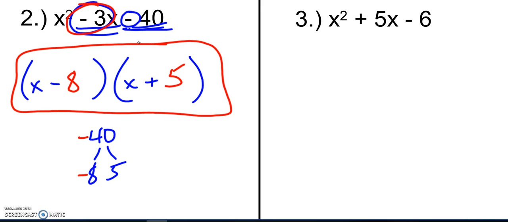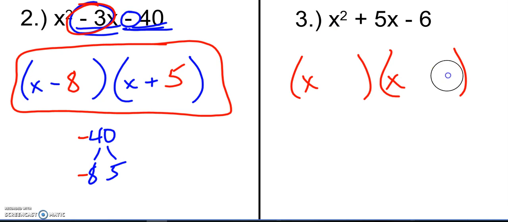All right, number 3. This one's a little bit different. Again, our first two spots have to be x and x because x times x will give me x squared. -6. This one's a little interesting. So we know that we have to get a negative. So remember, again, it's going to have to be plus minus or minus plus. It doesn't matter where we put it. We just know that a positive times a negative is going to give me a negative.